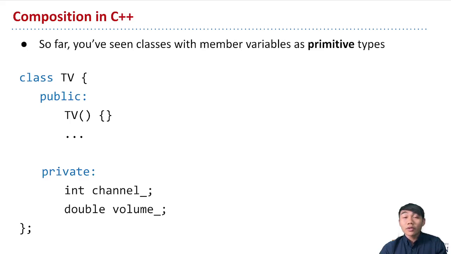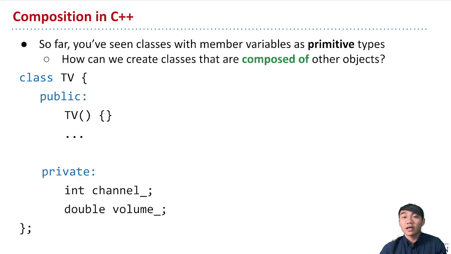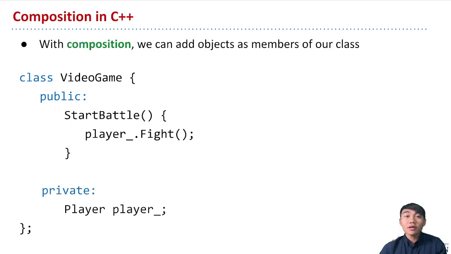So how would we store other objects as a member of this class? How do we create a class that is composed of other objects? Let's see how this would work. So say that we want to represent a video game in our code. And a video game can be pretty complicated, and it might be composed of a number of different things. For now, let's just say that our video game class is composed of a singular player.